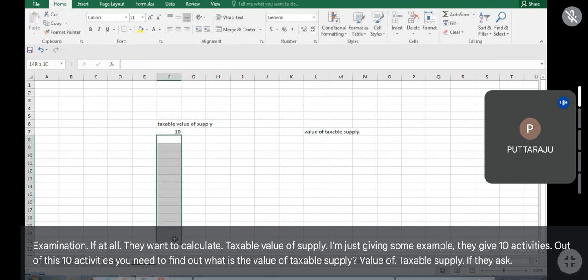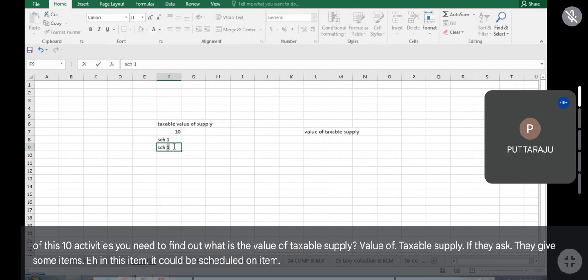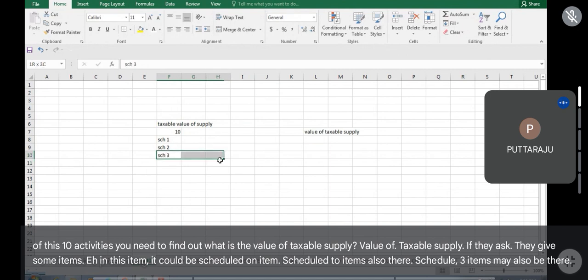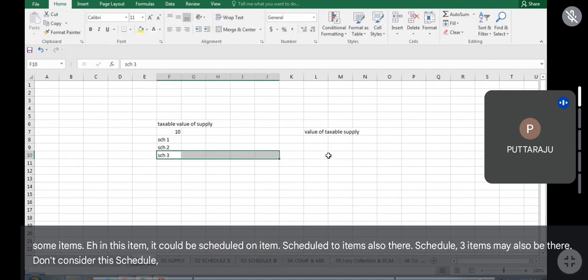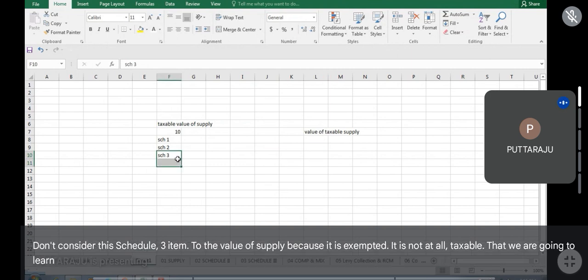They give some items. In these items, it could be Schedule 1 items, Schedule 2 items, and Schedule 3 items may also be there. Don't add the Schedule 3 item to the value of supply because it is exempted. It is not at all taxable. That we are going to learn now.